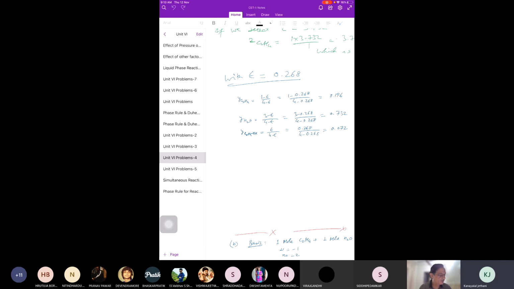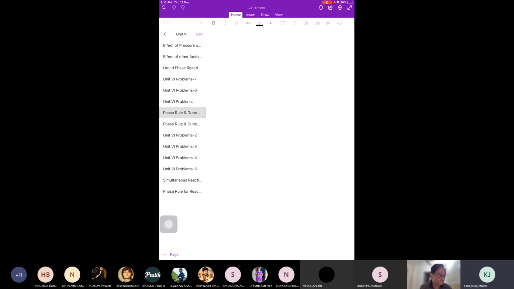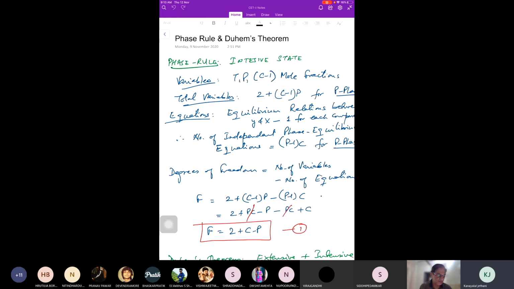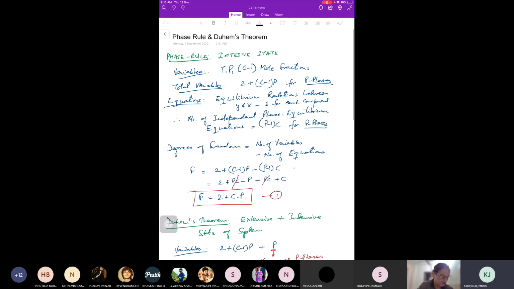So let us look at the phase rule and Duhem's theorem, which we did long back. And this is for what kind of system, you had constructed again? Non-reacting. Non-reacting systems, we didn't consider reacting systems. It was only for phase equilibria, right? You can use it for any phase equilibrium: liquid-liquid, solid-liquid, vapor-liquid, anything. Okay, so I'm going to repeat what we had done before, just as a revision.